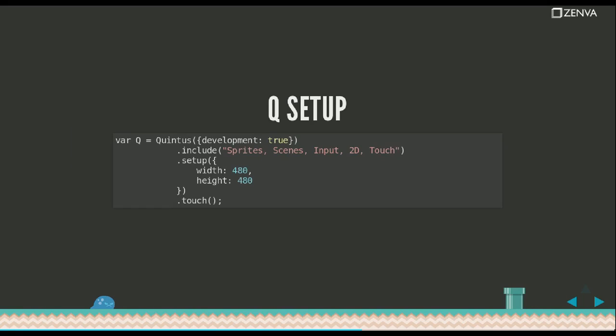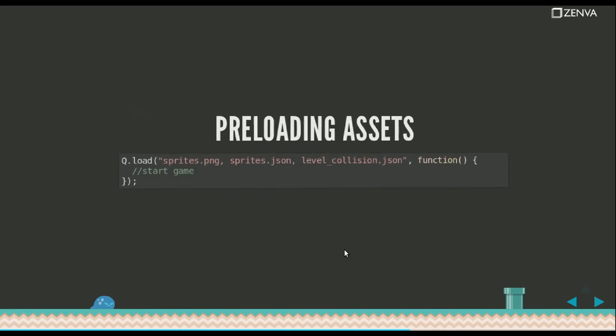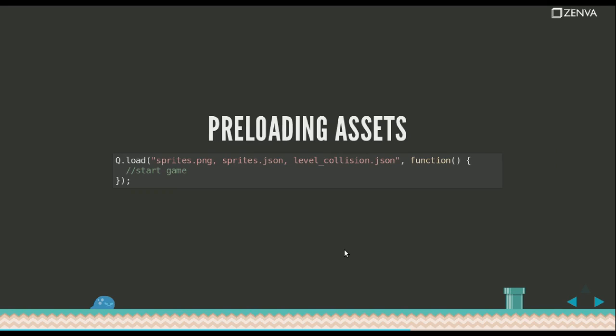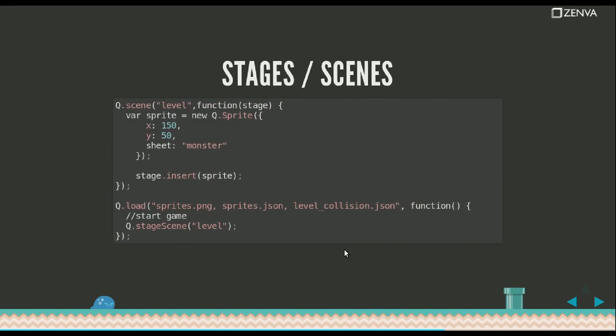When you set up the framework, you include the modules that you want to use in your game. Those should have been previously included on the head of your HTML document. And setup has a whole bunch of options which you can find on the guide. You usually set development to true to avoid browser caching during your development process. Quintus preloads assets, as I was saying, and once all assets are loaded, that's when your game really begins.